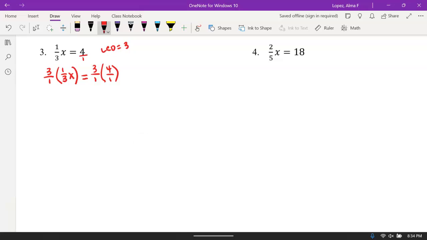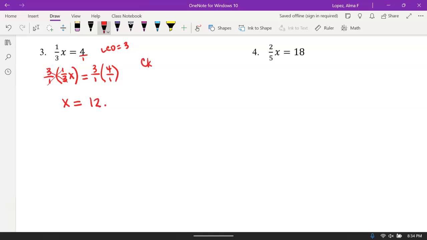Now you can kind of see what's going to happen. The fractions cancel each other out, or the least common denominator will cancel your denominator out there. 3 divided by 3 becomes 1, so I end up with just the 1x all by itself. That's what I wanted to happen. But on the other side, when I multiply these two fractions together, I get 12 over 1, which is 12.